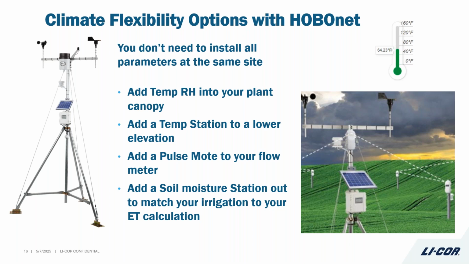Maybe you want to set up a whole weather station, but down the line you want to be able to hook up to a flow meter, so you can add one of those pulse motes out there to be able to get real-time flow on your flow meter. And maybe you want to set up your weather station, but you also want to be able to do soil moisture monitoring to be able to match up that evapotranspiration calculation that you're getting off of the weather station with your irrigation, right? Make sure that you're adding enough water to your crop that is coming off your crop as well.